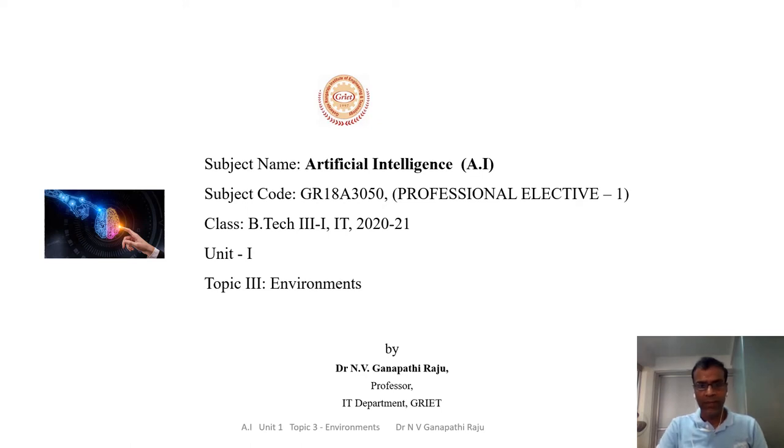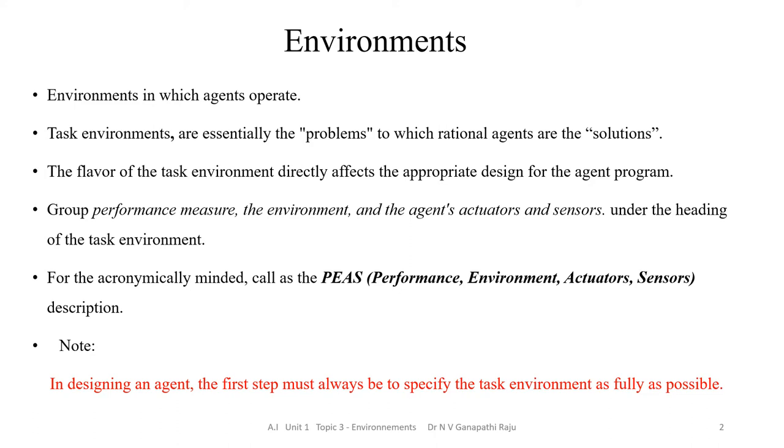Dear students, today we will discuss our third topic from Unit 1, which is environments. Environments are the places in which agents operate. Task environments are essentially the problems to which rational agents are the solutions. The flavor of task environment directly affects the appropriate design for the agent program.